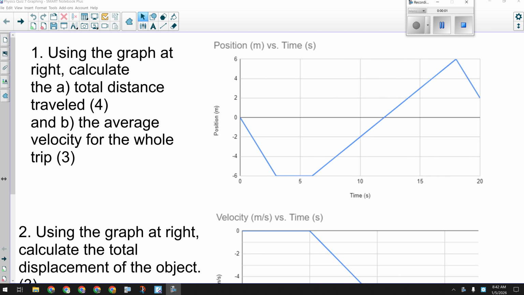Okay, so just work on number 1 for now. Okay, position versus time graph. We're looking for the total distance traveled and the average velocity over the entire trip.